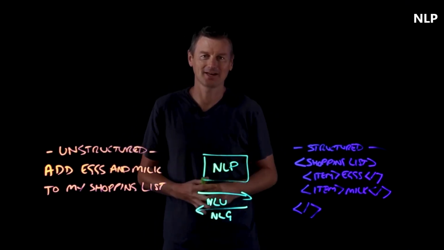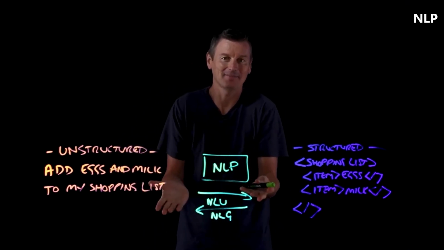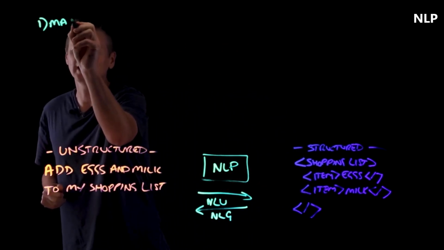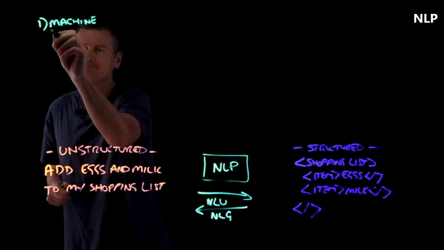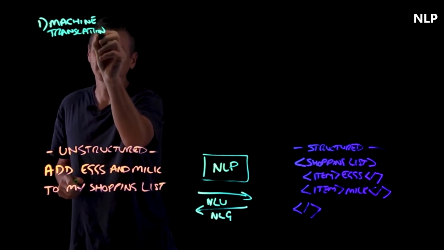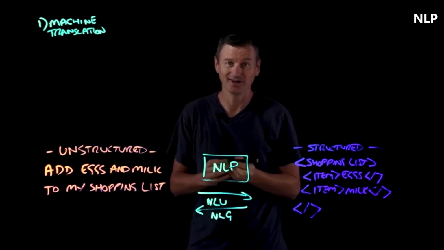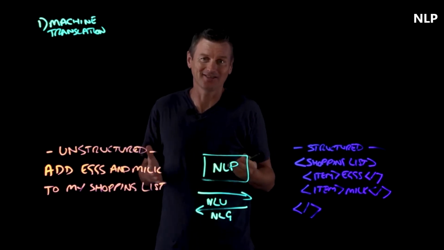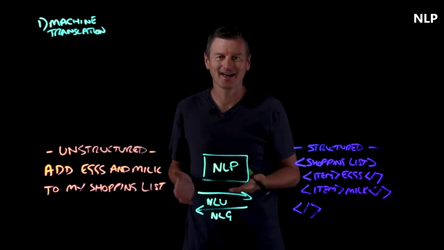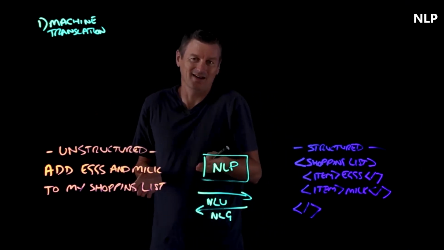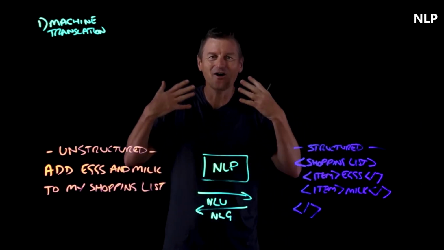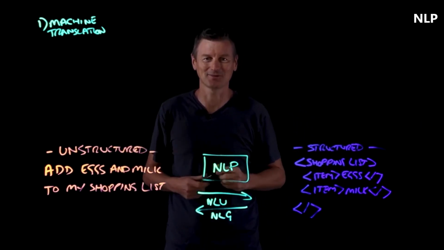Now, let's think of some use cases where NLP might be quite handy. First of all, we've got machine translation. Now, when we translate from one language to another, we need to understand the context of that sentence. It's not just a case of taking each individual word from, say, English and then translating it into another language. We need to understand the overall structure and context of what's being said.